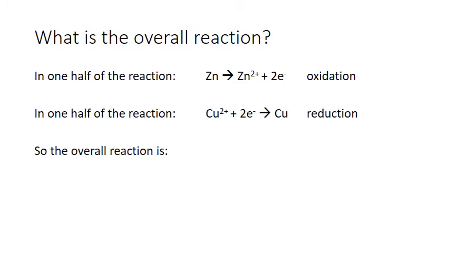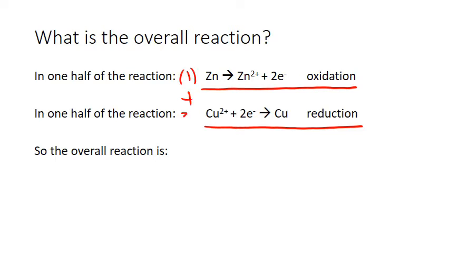If I separate them, I get 2 different half equations to describe what's going on. On one side, we've got zinc, which is being oxidized by losing the electrons. In the other half equation, copper is being reduced by gaining the electrons. What's the overall reaction? If I add these together, the first one plus the second one, I should get the overall reaction.